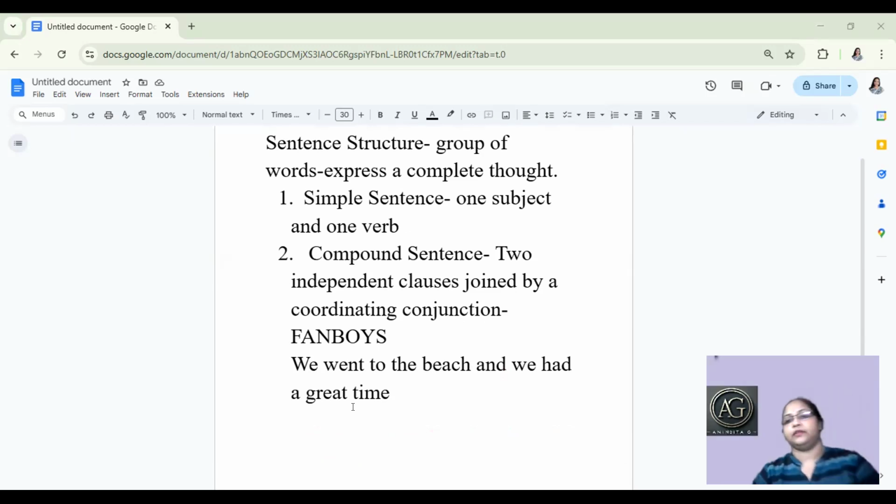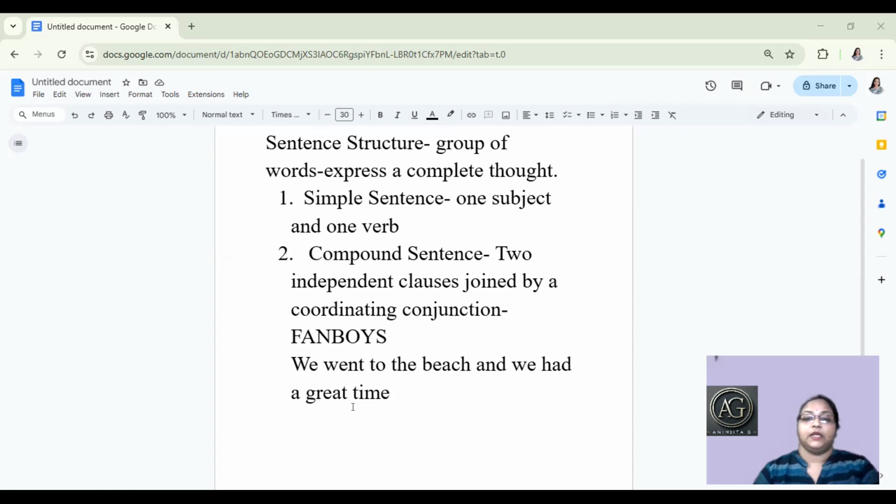She was tired, so she went to bed early. So there are two independent clauses joined by so. She was tired, that is one simple sentence, and she went to bed early, that is another simple sentence. Now, the second sentence has a connection with the first sentence, that it is the reason. The first sentence is the reason or the cause that is leading to the second sentence. So we are using the word so.